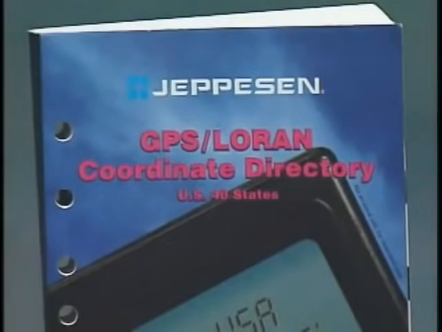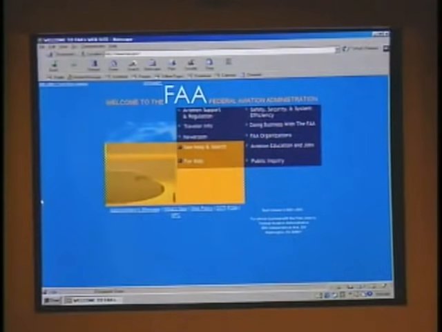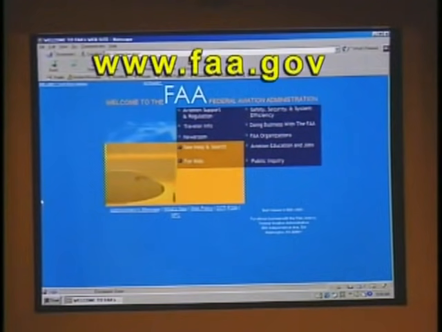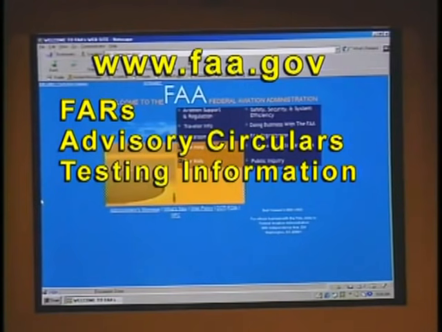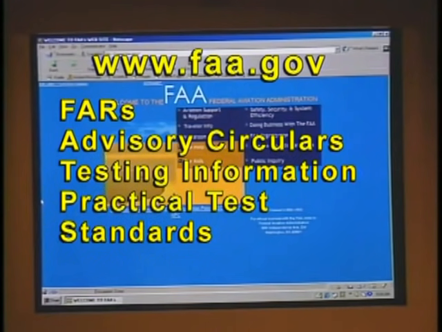For those pilots who use GPS or LORAN equipment, Jeppesen also publishes a coordinate directory for all public airports, navaids, and waypoints within the U.S. The Internet is also a valuable tool for pilots. You can access information on all aspects of flying. The government maintains websites that allow you to access FAA information such as FARs, advisory circulars, testing information, and practical test standards.